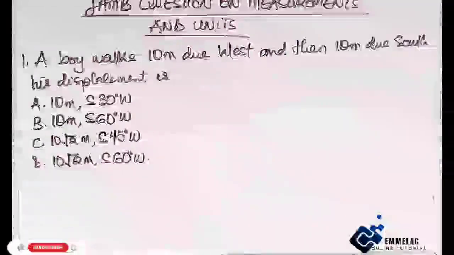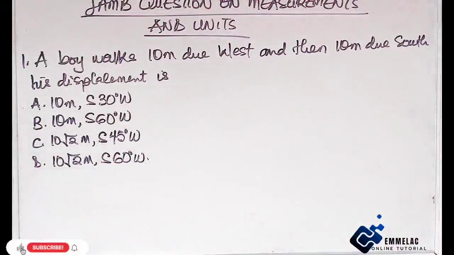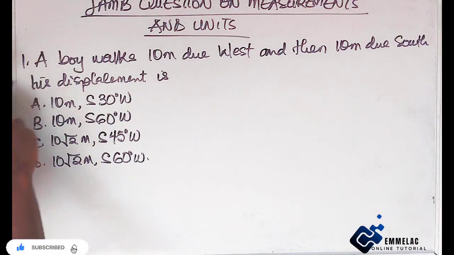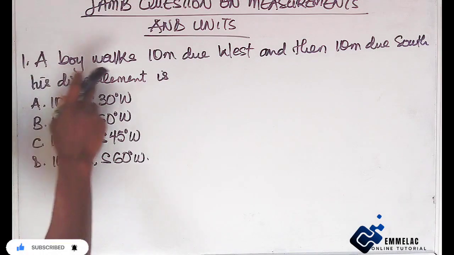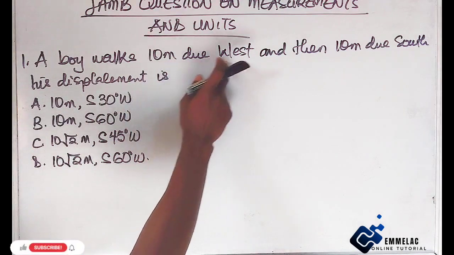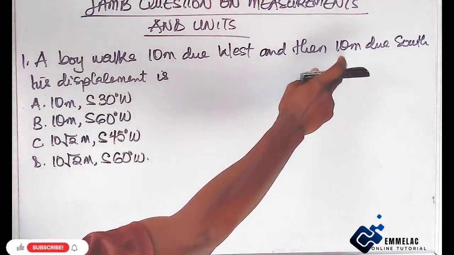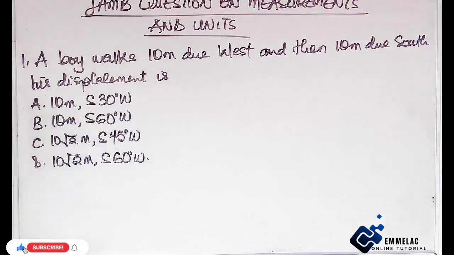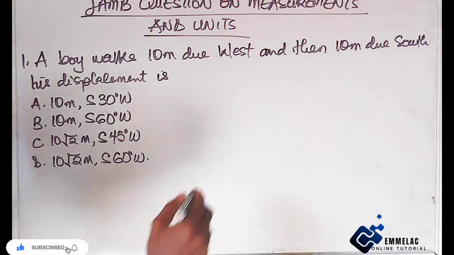Now in this tutorial, we'll be looking at JAMB related questions on measurement and unit in physics. Alright, so the first one says that a boy walks 10 meter due west and then 10 meter due south. His displacement is. Now let us draw the diagram.